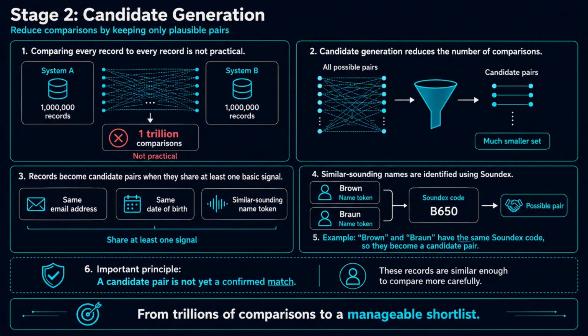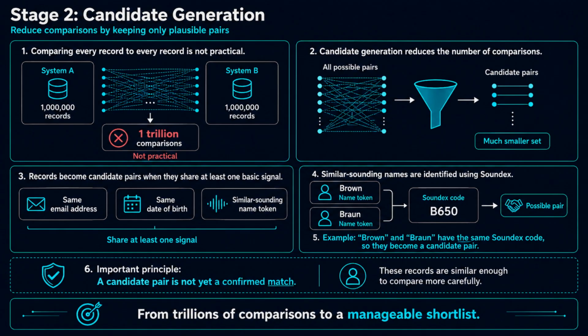Imagine one system contains 1 million records and another system also contains 1 million records. Comparing every record with every other record would require 1 trillion comparisons. That is not practical. Candidate generation reduces the number of comparisons. We only compare records that share some basic evidence.